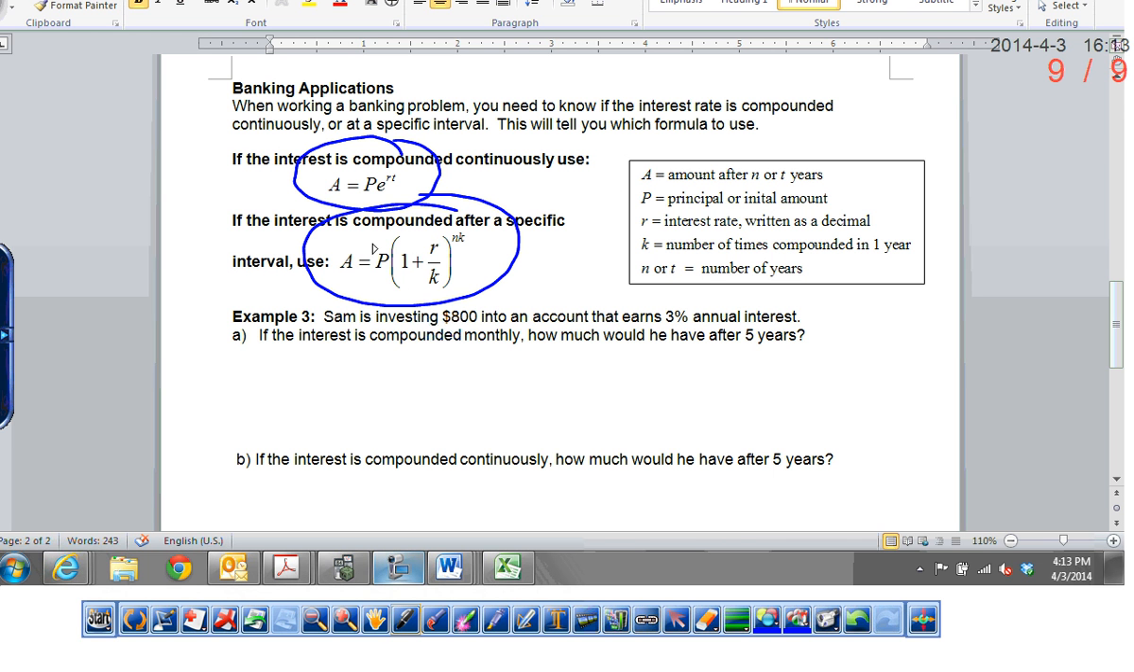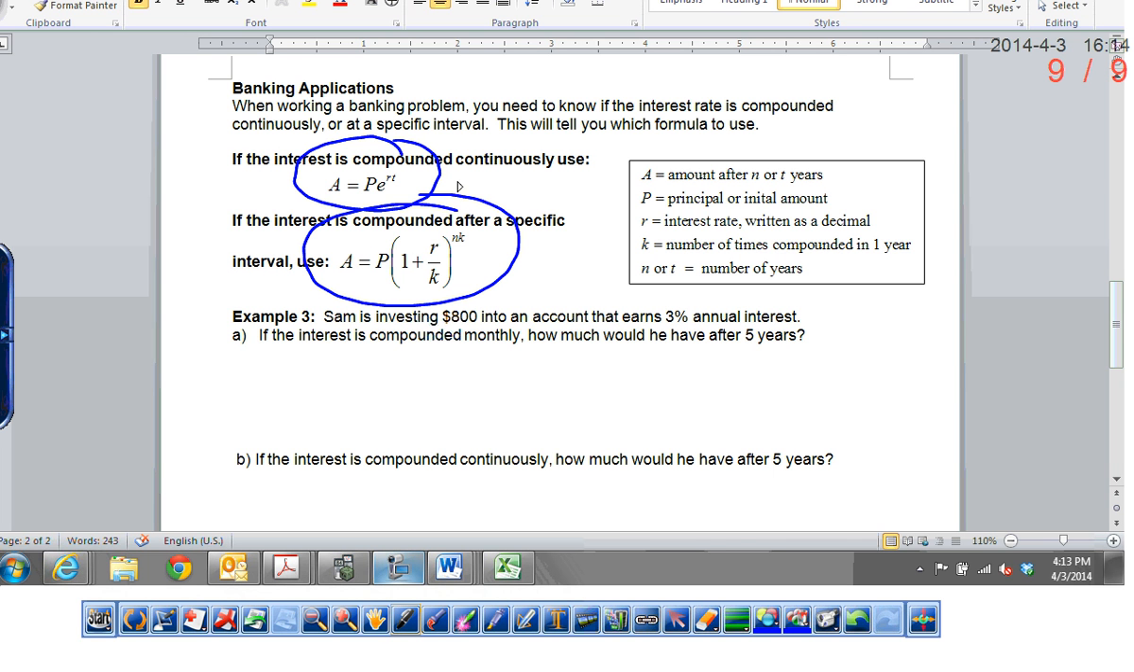P means the same thing for both of them. E is just e, the natural log base. R is the same in both, the rate. T is time, and n is time, the number of years usually. And the last thing is k, the number of times something is compounded in 1 year.